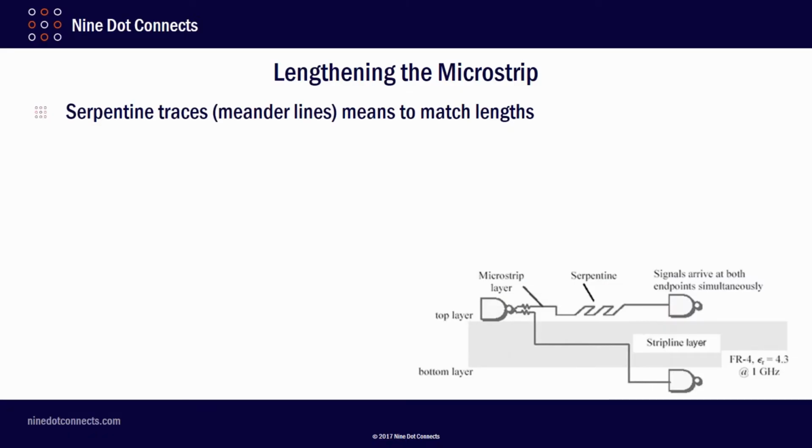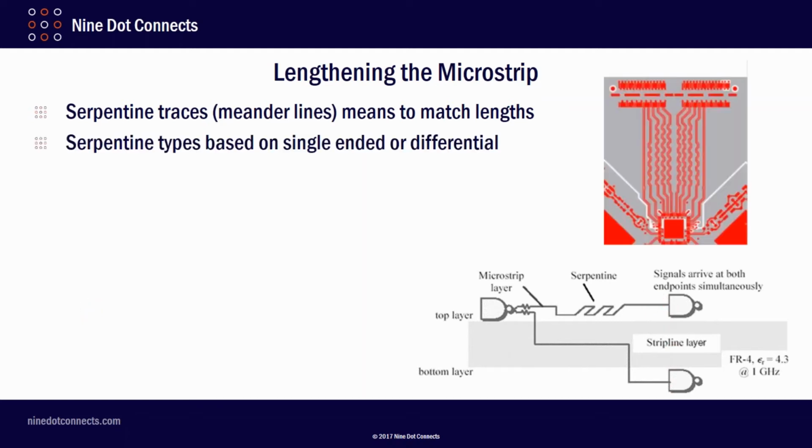Now, we're going to talk about how people lengthen the microstrip to create this tuning. So one of the more popular ways is called serpentine traces, sometimes referred to as meander lines. I've shown you a picture here: if I've got a source of a signal and it's got to arrive at 2 different loads at the same time, well, because the strip line is slower, it just traverses through straight routes. Since the microstrip is traveling on the outside of the board, it has to have a physical delay line built into it, and that way the wave shows up at the same time at the load.